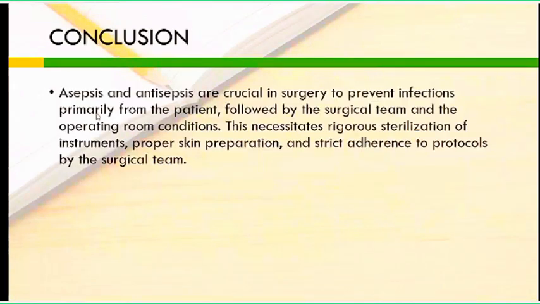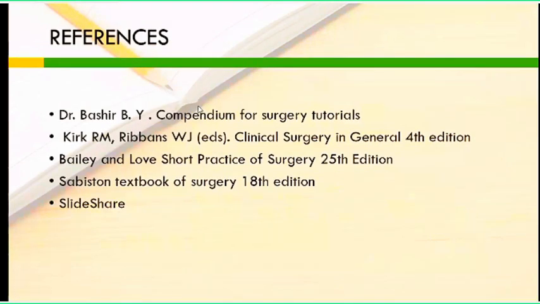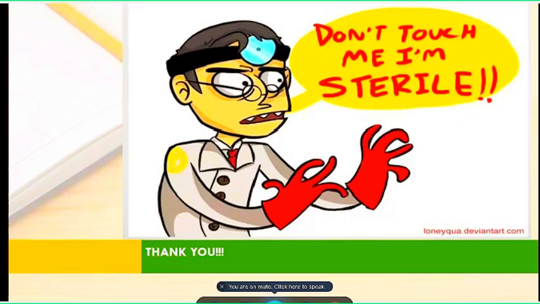Conclusion: asepsis and antisepsis are very crucial in surgery to prevent infections, primarily from the patients, then followed by the surgical team, as well as the operating room conditions. This necessitates rigorous sterilization of instruments, proper skin preparation, and strict adherence to protocols by the surgical team. These are my references.